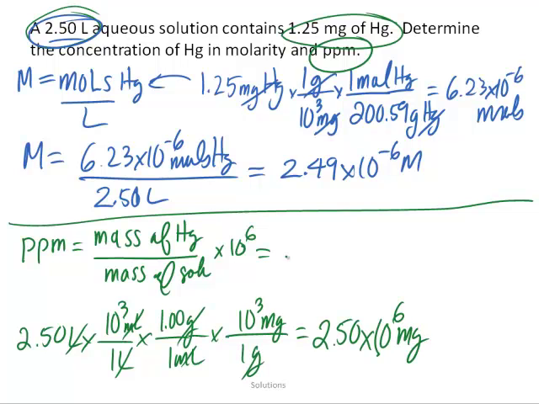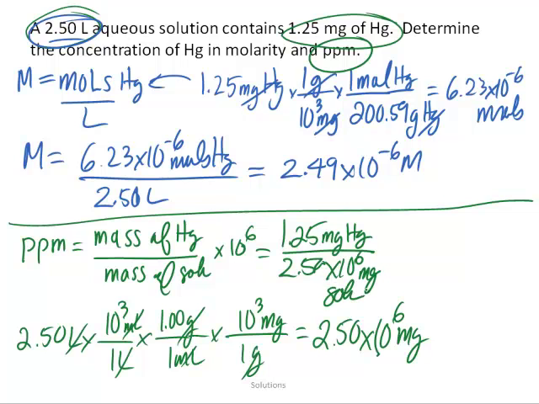And so what we're going to do is 1.25 milligrams of mercury divided by 2.50 times 10 to the 6th milligrams of solution, times 10 to the 6th for our multiplication factor. This is going to give us a value of 0.50 parts per million.